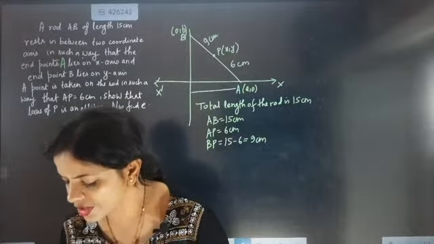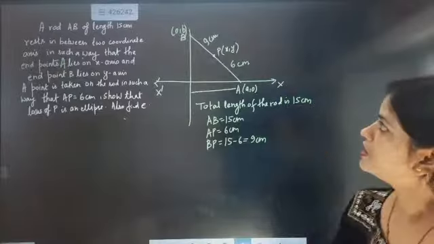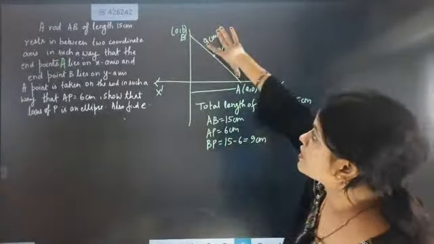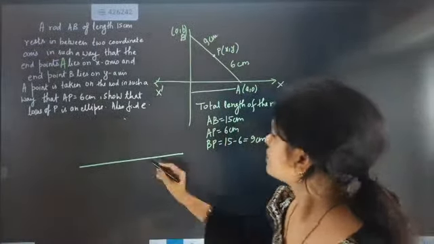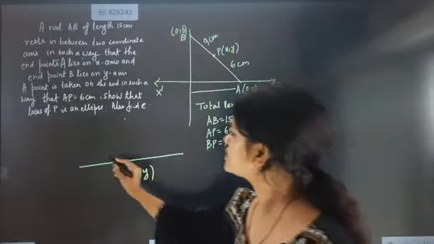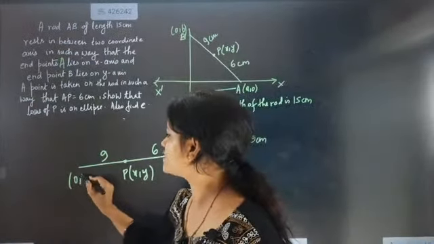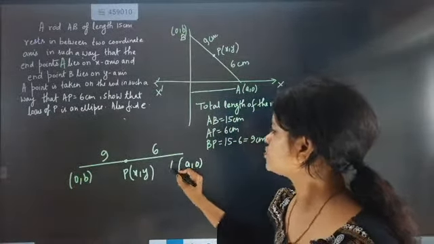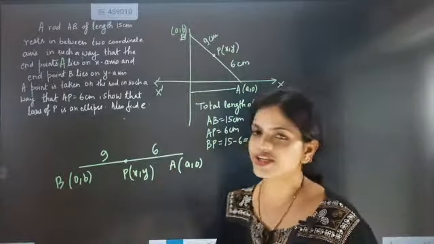So now what we are going to do in this question, that first we are going to use the distance formula. Now the internal section formula we are going to use. This rod, now I am going to let this rod come like this. Now P is a point on the rod, x y. This is coming as 9, this is coming as 6, this point is coming as 0 comma b, and this point is coming as a comma 0. So I am just recreating the line like this so that I can use the internal section formula.